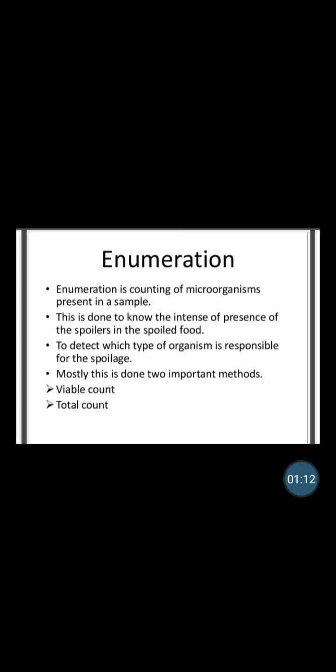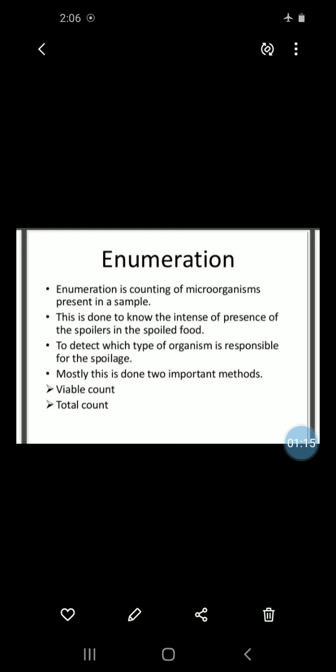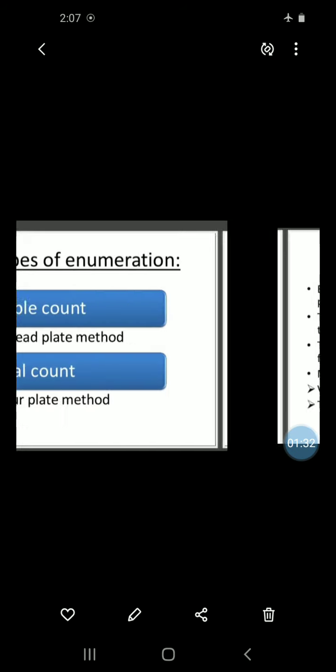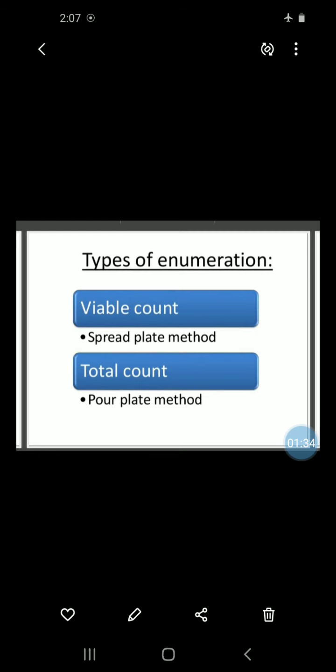So what is the objective? It means to detect which type of organism is responsible for spoilage. That is the main objective of enumeration. There are two methods used basically: first, viable count method, and second, total count method.